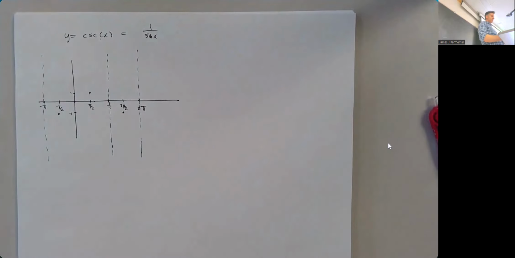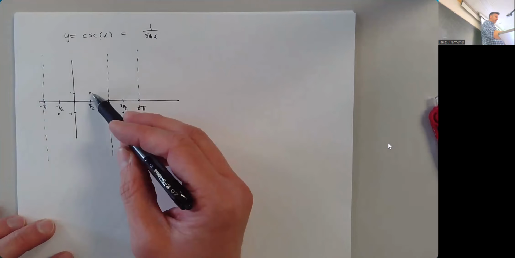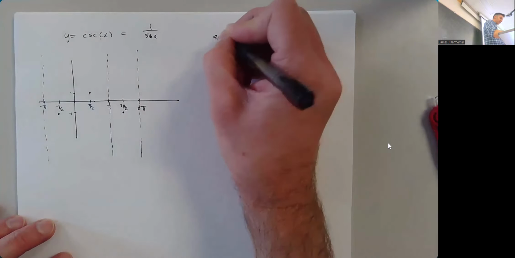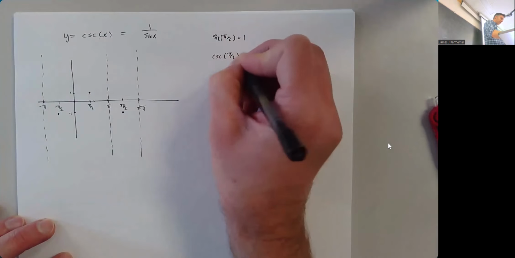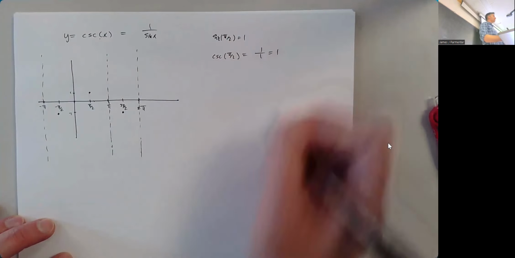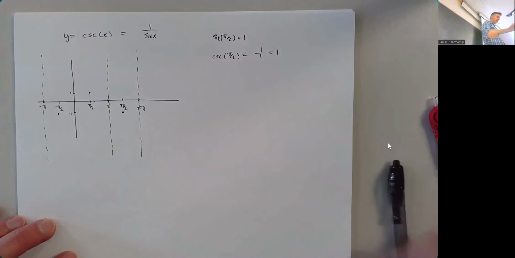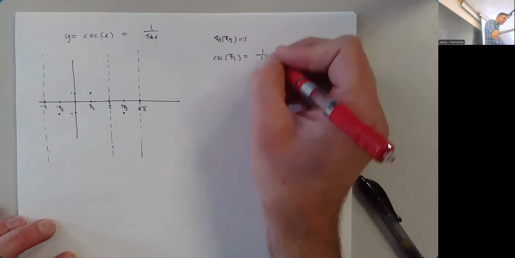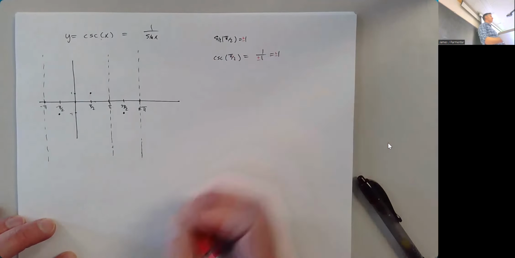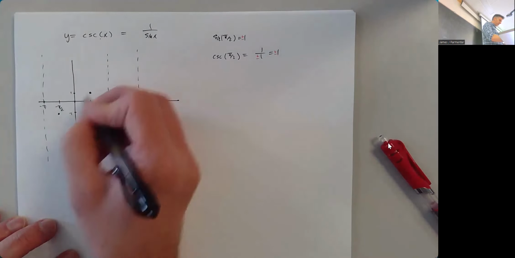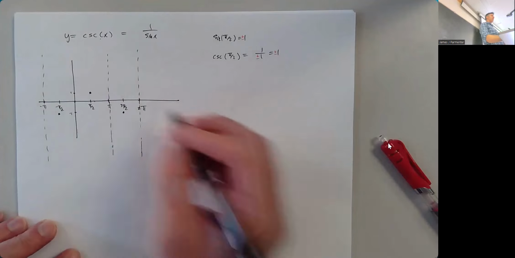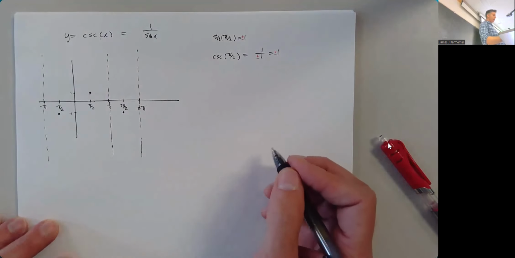And then if sine is equal to 1, like if sine of pi over 2 is equal to 1, cosecant of pi over 2 is equal to 1 over 1, which is still 1. And similarly, if it was negative, cosecant would be negative. So these plot points I plotted here actually are points on my cosecant graph, which is why I plotted them. But now here's the deal.